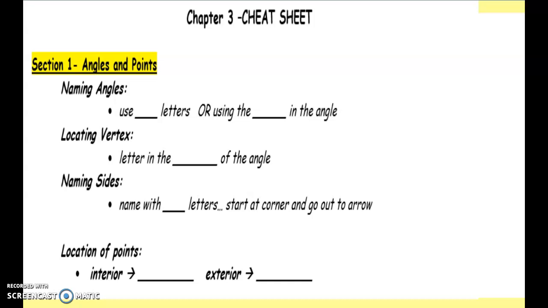All right, so today we're going to complete kind of like a cheat sheet, which is basically just a review of all the skills and topics we learned in Unit 3 on angles. We're going to go through it section by section, and this will kind of prep you for the upcoming assessment on the unit.